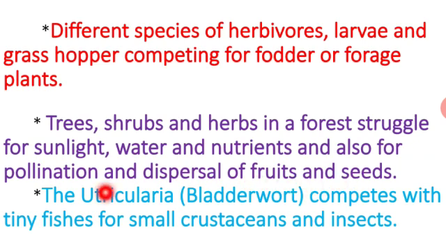Example: in water, the plant Utricularia, that is bladderwort, will compete with tiny fishes, smaller fishes, as well as smaller insects found in the water. It is the same place but they are different species. So this is named as inter-specific competition.